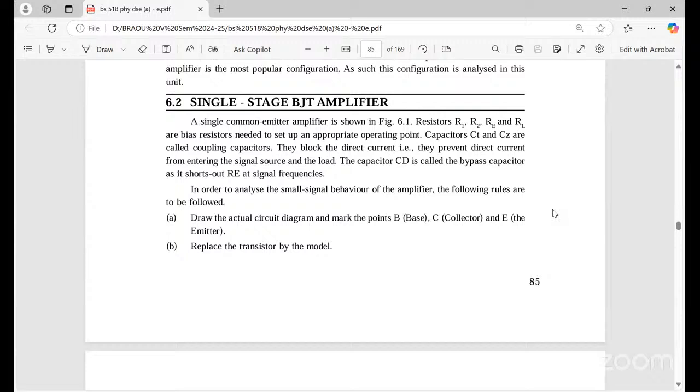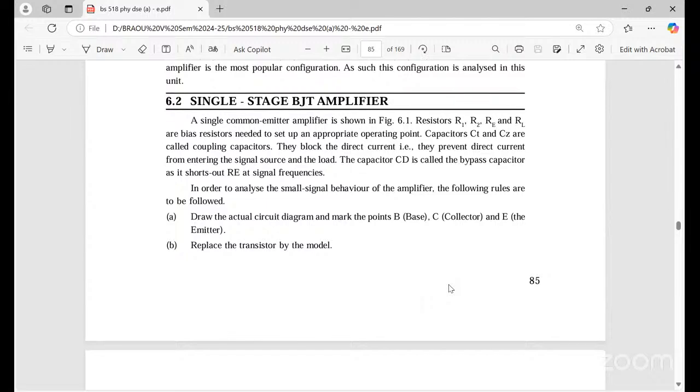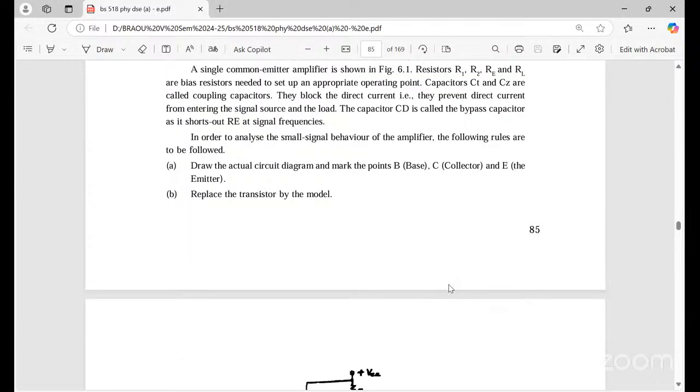What is a single stage BJT common emitter amplifier? It has resistors R1, R2, RE, which are bias resistors that set up an appropriate operating point. Capacitors C1 and C2 are called coupling capacitors, and they block the DC and prevent the DC from passing from the signal source to the load. The capacitor CE is called the bypass capacitor, and it short circuits RE at signal frequencies.